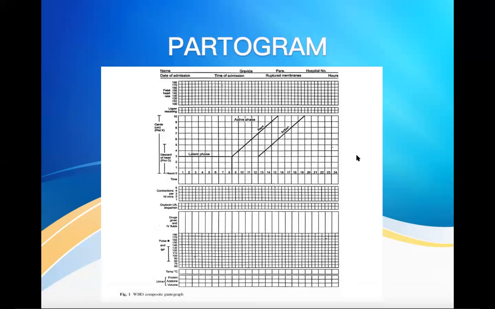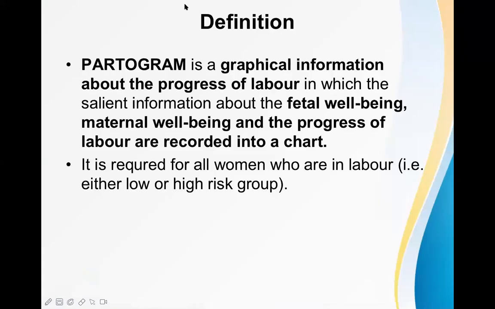Now, with this information, let's enter into the topic. Let's start with the definition. Partogram is graphical information about the progress of labor, in which the salient information about the fetal well-being, maternal well-being, and the progress of the labor are recorded into a chart. So how the baby is doing there, how the mother is doing, and whether the labor is progressing according to expectation or not, everything is known by looking at the chart, the partogram.